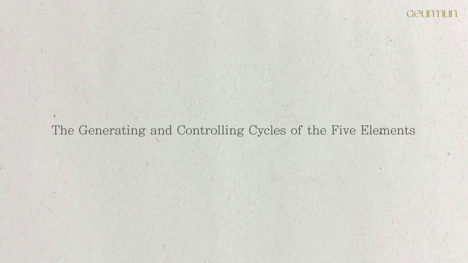Volume 1, Section 3.8. The Generating and Controlling Cycles of the Five Elements. The most important principle in the study of destiny, Myeongri, is the interaction of the five elements. The cycle of the four seasons, spring, summer, autumn, and winter, also moves according to the workings of the five elements, and all things in the universe likewise operate under their influence.